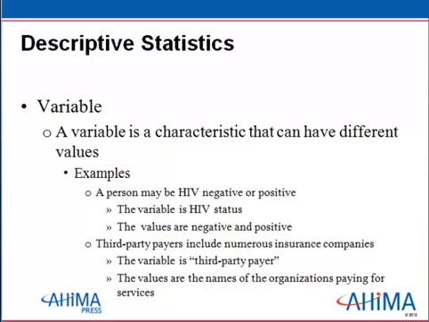Before studying measures in descriptive statistics, we are going to briefly cover two concepts. The first is variable. A variable is a characteristic that can have different values. For example, a person may be HIV negative or positive. The characteristic, or that variable, is HIV status, and the values are then negative and positive.